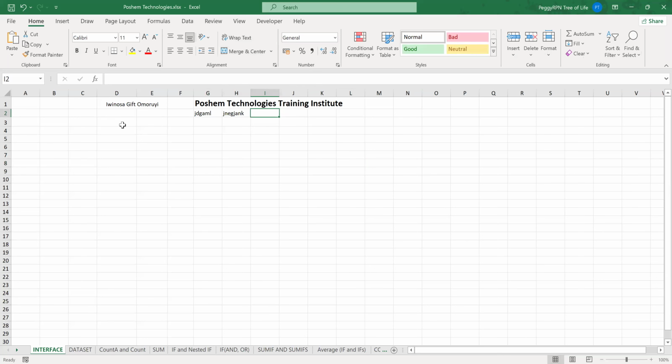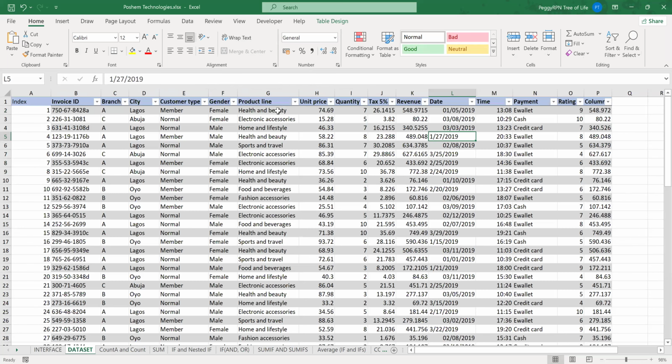This you will definitely need when you're organizing your data set. Like when you have this. This is called a data set, which we'll be working on later on.